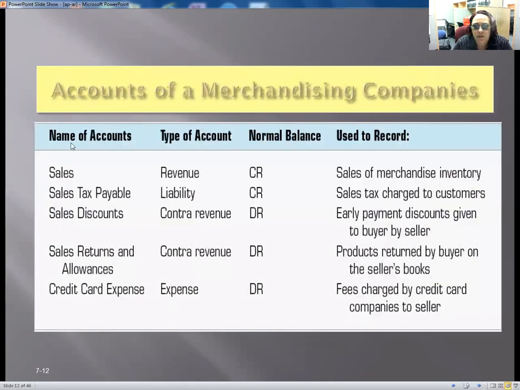All right, here is his chart of accounts. He's got sales, revenue, normal balance, credit, sales of the merchandising. This is his normal chart of accounts. And this is what it's for.